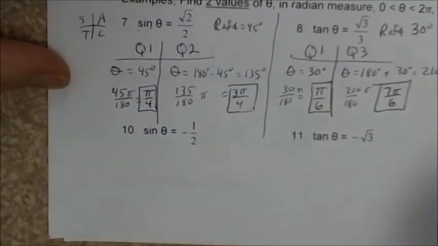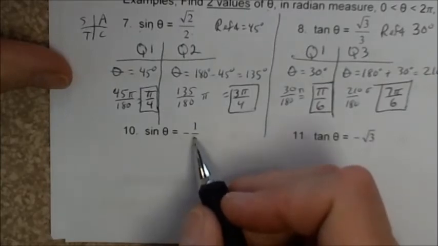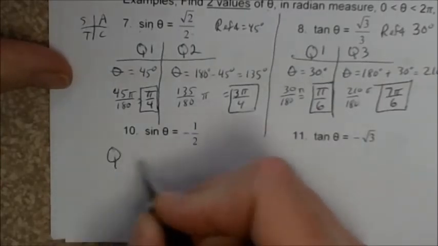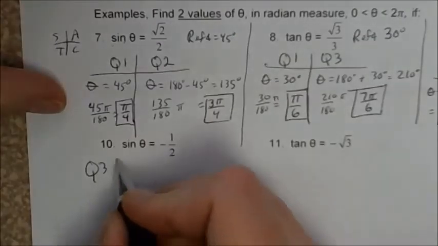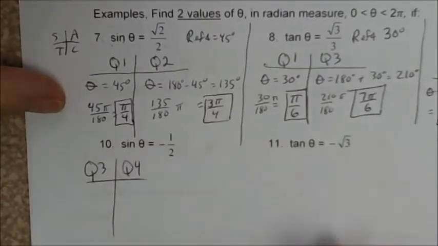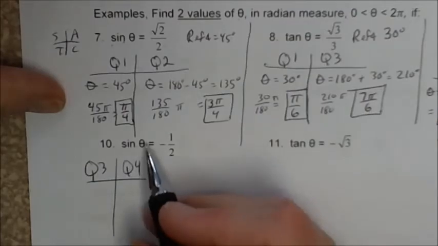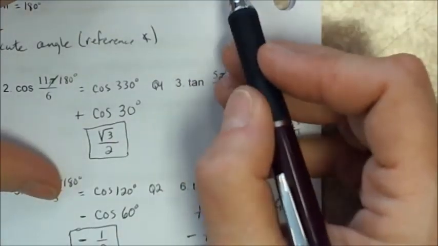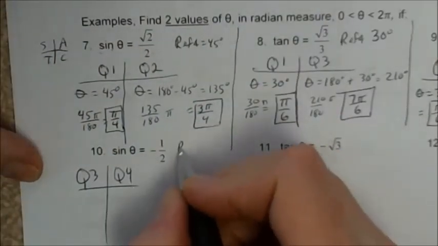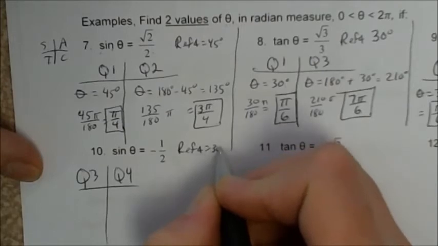On to number 10. This time we have a sine going negative. So the two quadrants where sine is negative are quadrants 3 and 4. That's where our two answers are coming from. What is the reference angle? Which angle has a sine equal to a half? It looks like 30 degrees, 1 over 2. So we'll write down our reference angle is 30 degrees.